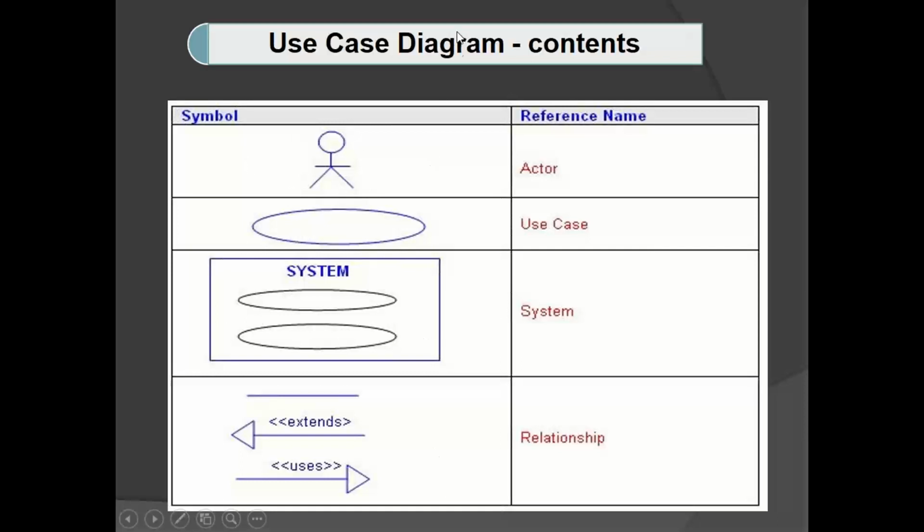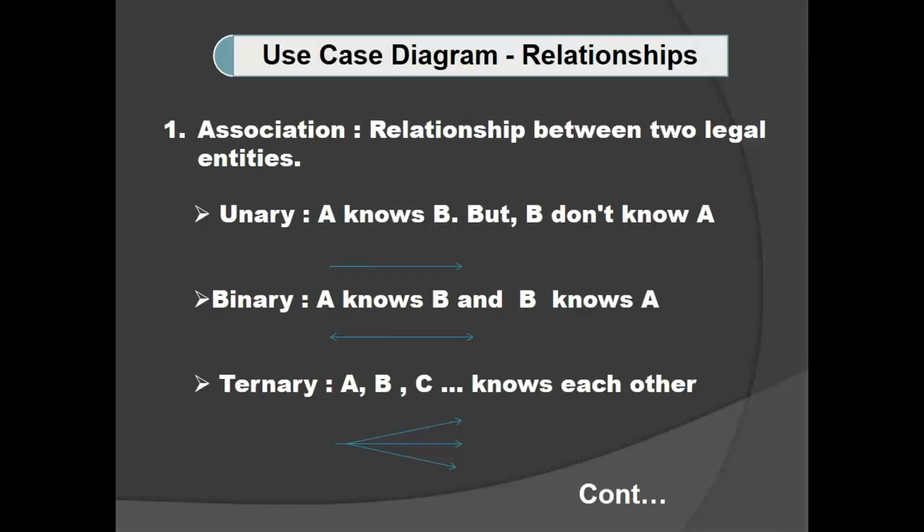Okay. Now, coming to relationships in use case diagrams. We have four types of relationships. First one is association. Second one is generalization. Third one is aggregation. And fourth one is composition. Among these four relationships, as a BA, we are going to use only two, that is association and generalization. Aggregation and composition we are not going to use, but I will explain what aggregation and composition are also. Now, first one is association.